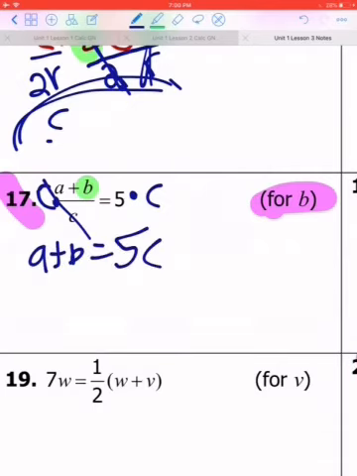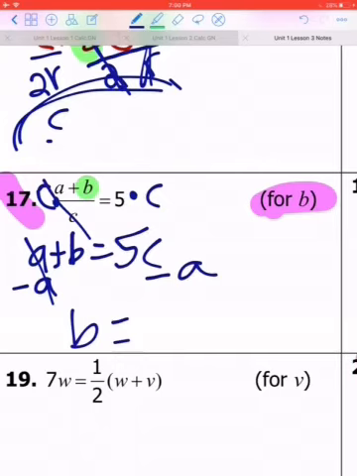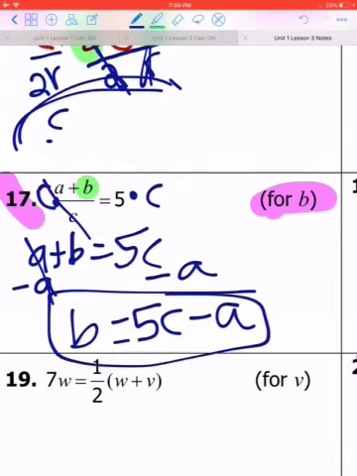And to solve for b, we got to get rid of the a, so let's subtract a. And b equals 5c minus a. Okay? We took 5c and then subtracted a. And that's it. That's what I mean by a literal equation. You're not just going to get 5. You'll get some variables in your answer.